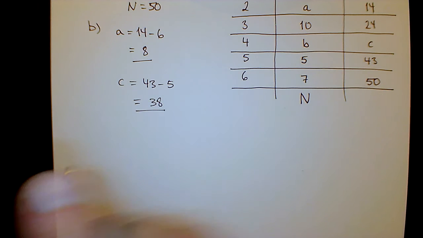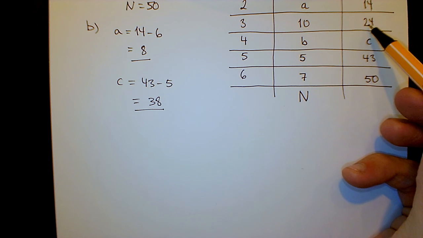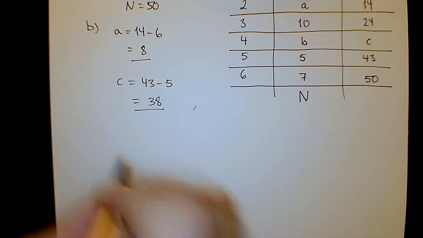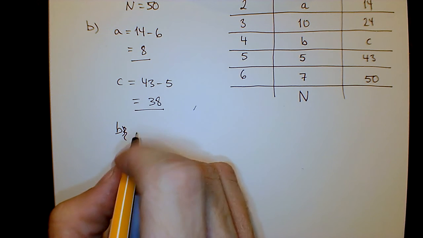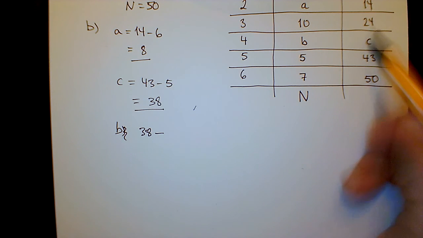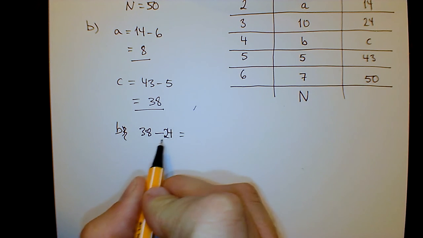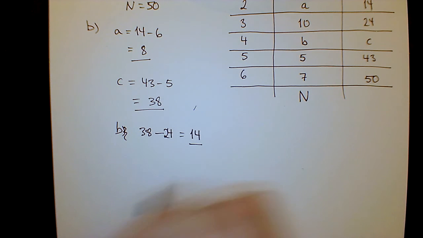And when I got C, I can find B, because that would just be the cumulative frequency from 3 and then subtract that from C. So B must be equal to 38 minus 24. So that's equal to 14. And there you go. That was question 1.